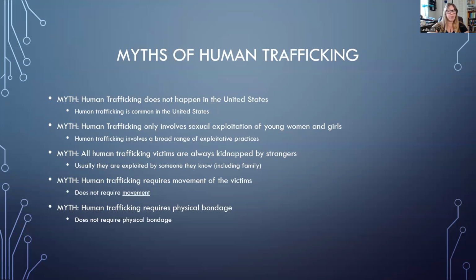Instead, it's often their neighbor, their relative, their romantic partner, or other acquaintances who exploit them. This is very similar to other types of crime in which you're more likely to be victimized by someone you know as opposed to a stranger. Traffickers often use fraudulent, psychologically manipulative, or coercive recruitment tactics so that they don't need to kidnap or even physically restrain their victims. The next myth is that human trafficking requires the movement of victims.